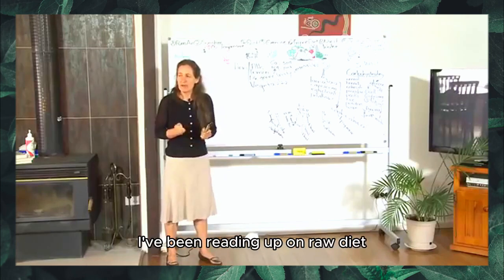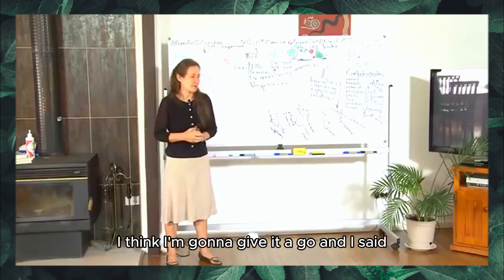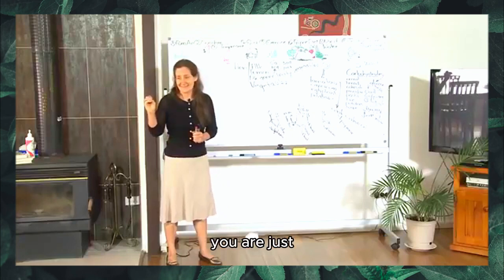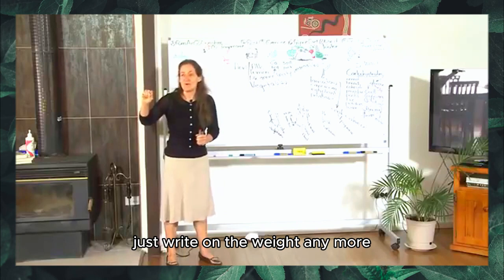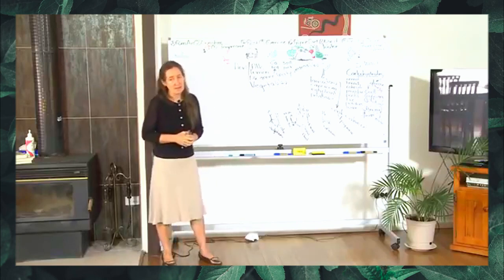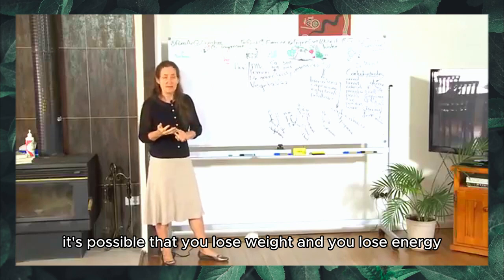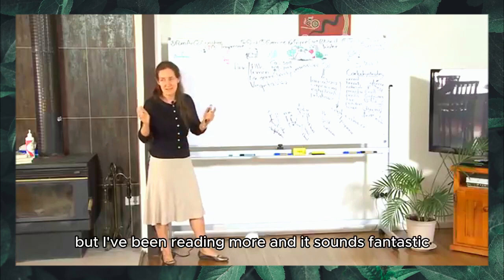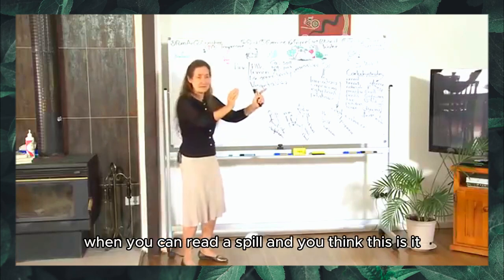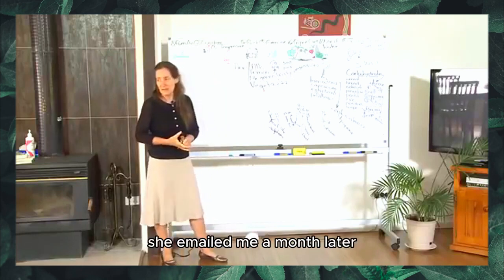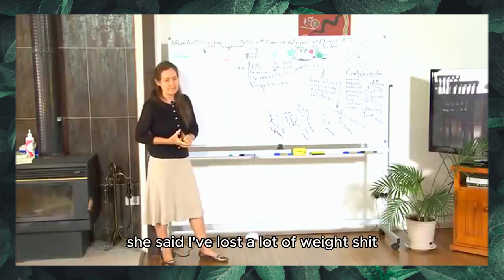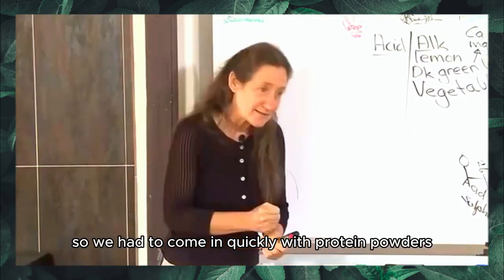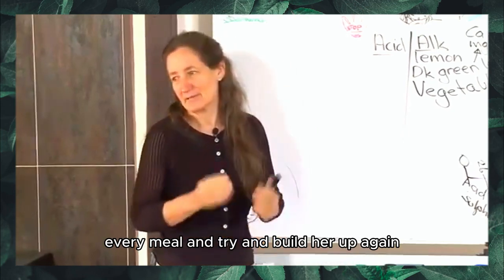She said, Barbara, I've been reading up on raw diet. I think I'm going to give it a go. And I said, be very cautious because you are just right on the weight. Any more and she would be underweight. I said, it's possible that you'll lose weight and you'll lose energy and you won't be able to get your protein. She said, I hear what you're saying, but I've been reading more on it and it sounds fantastic. You know when you can read a spiel and you think this is it? She emailed me a month later. She said, I've lost a lot of weight. She said, I've just got no energy. So we had to come in quickly with protein powders every meal and try and build her up again.